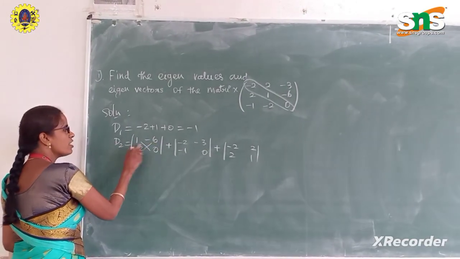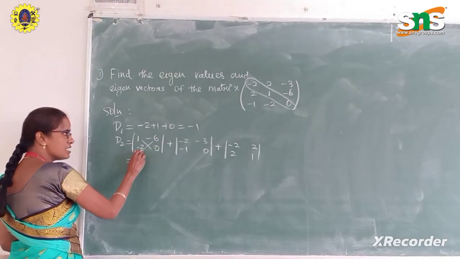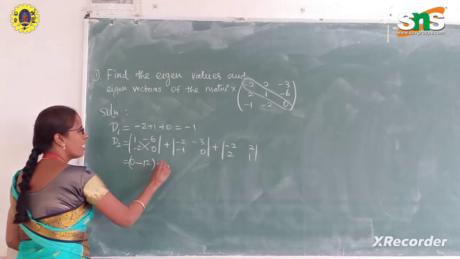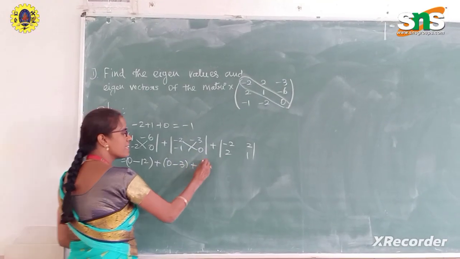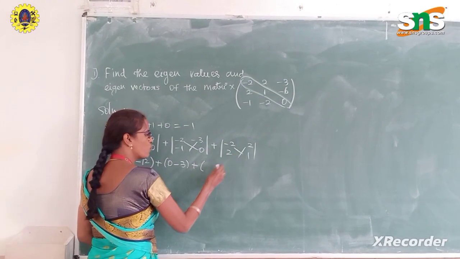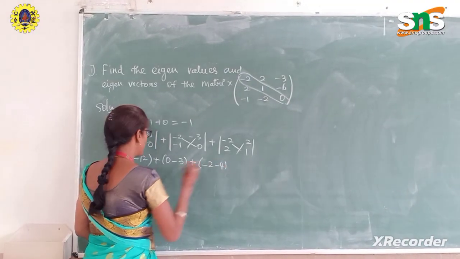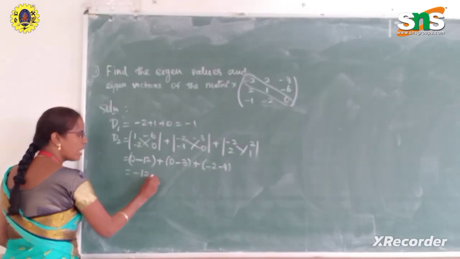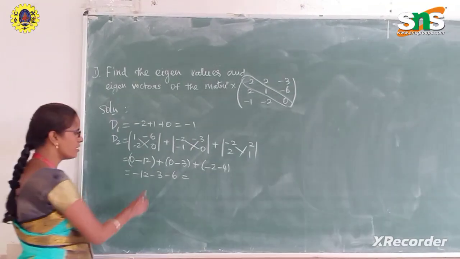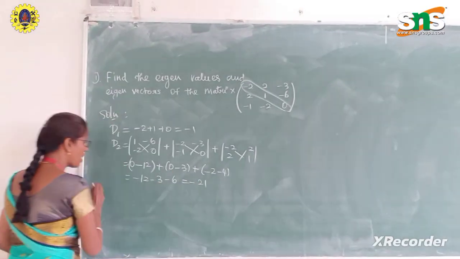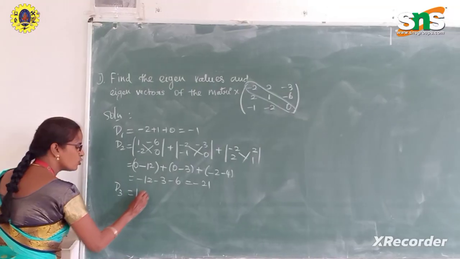1 into 0 is 0, and minus this one is 12. And the next thing is 0 minus 3. And the next thing is minus 2 minus 4. So the answer is 12, minus 3, minus 6. Finally, the answer is what? Minus 21. Okay, and D3 is the determinant of A.